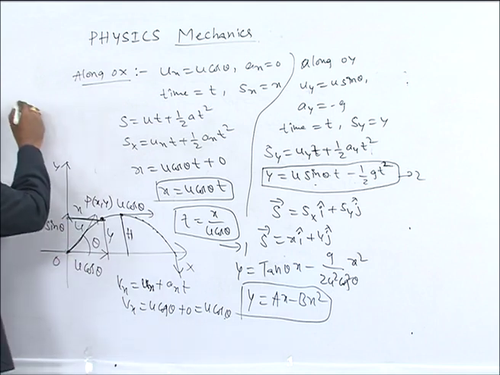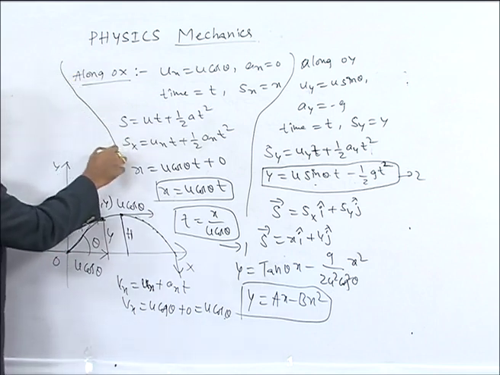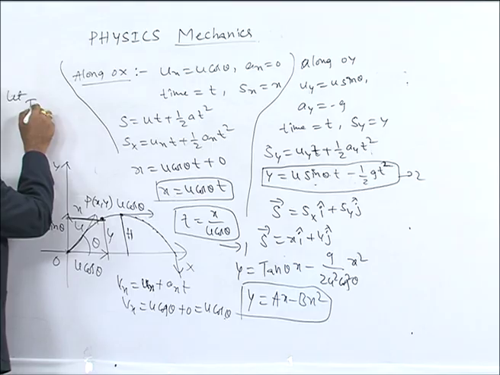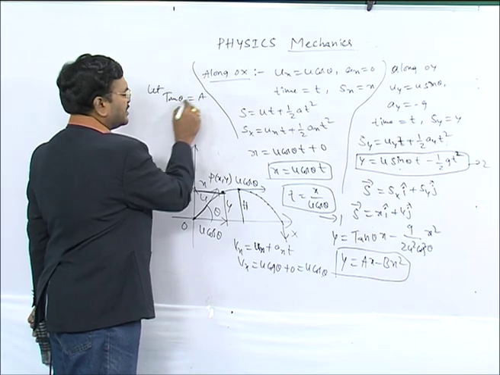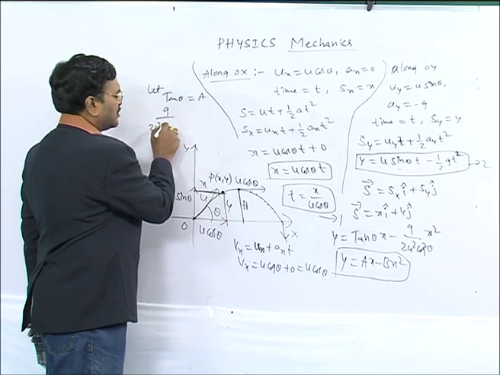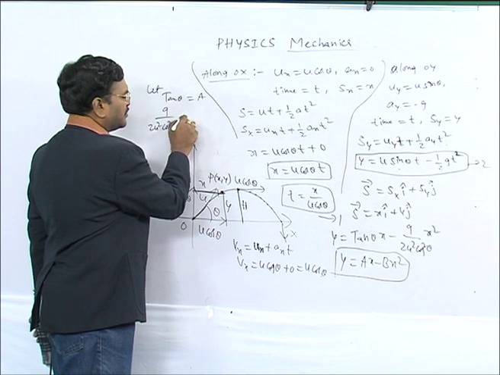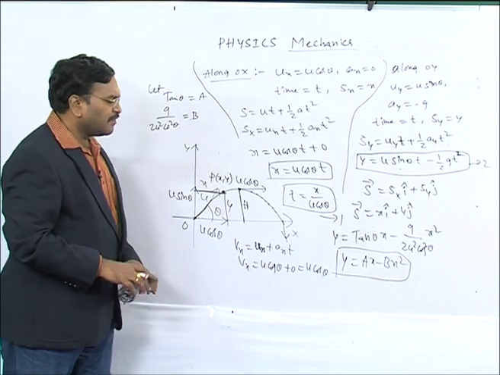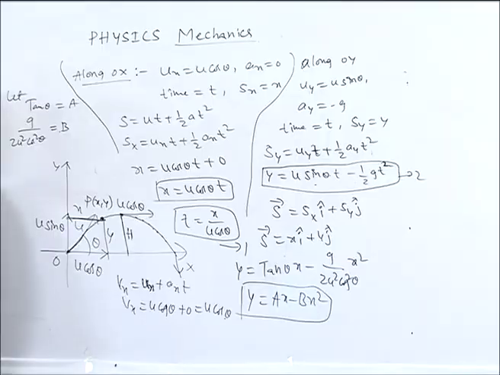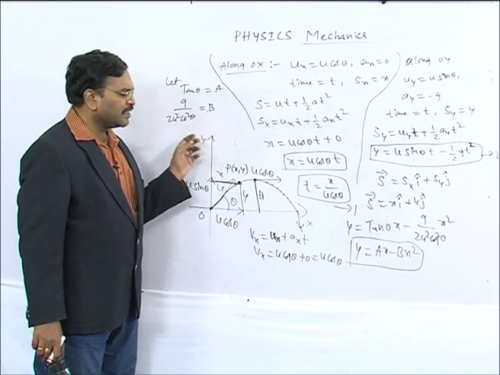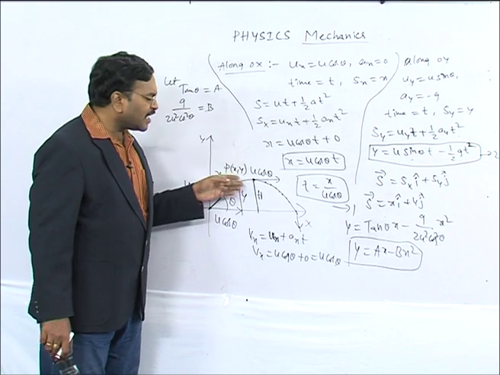What are we taking here? Let tan theta be equal to a, and g by 2u square cos square theta be equal to b. So we get ax minus bx square, where a and b are constants. What is theta here? Theta represents the angle of projection. Now here, what are x and y?